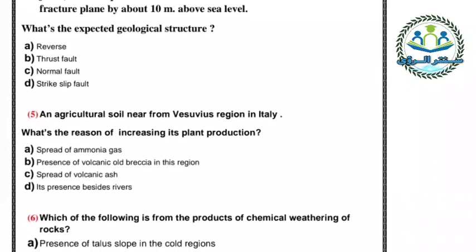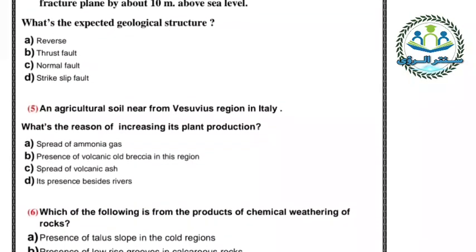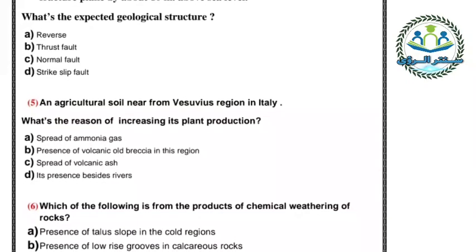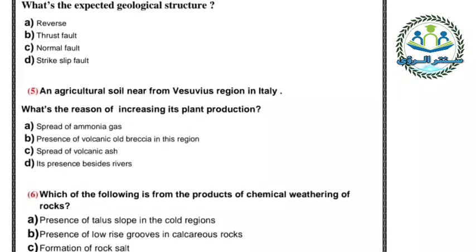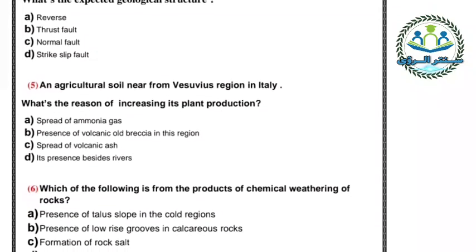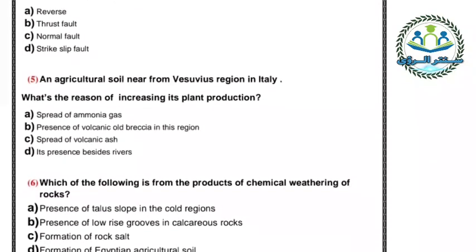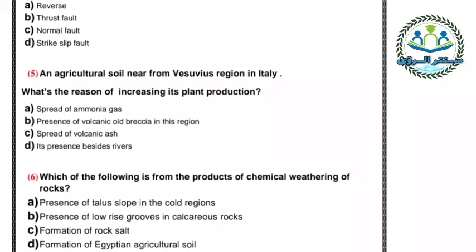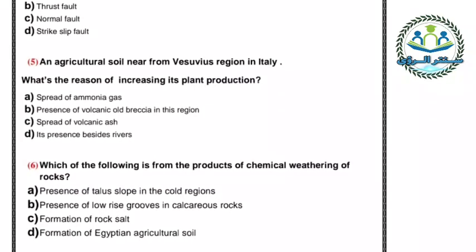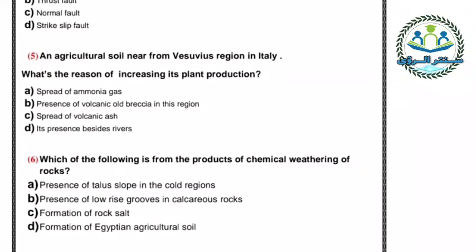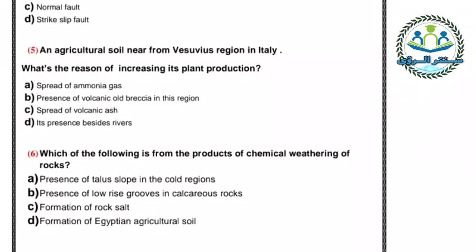5. An agricultural soil near the Vesuvius region in Italy. What's the reason of increasing its plant production? A. Spread of ammonia gas. B. Presence of volcanic old breccia in this region. C. Spread of volcanic ash. D. Its presence besides rivers.